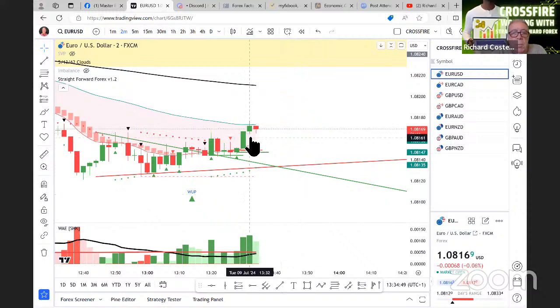So you can see that price was trying to get up. It's come as far as the 62 moving average, and it's finding some resistance there.